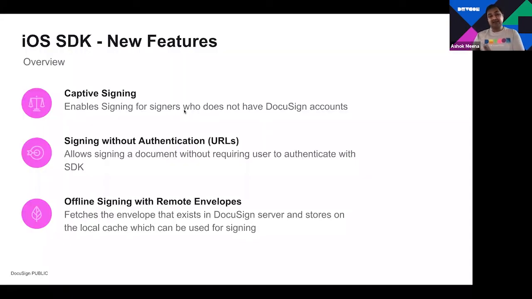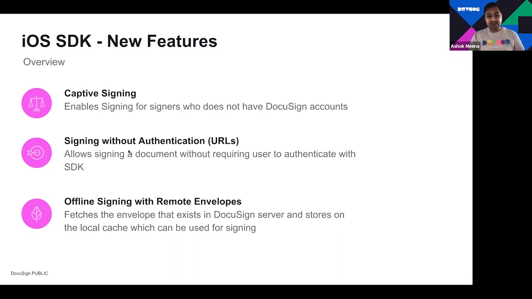When the iOS SDK was launched the first time, it had online and offline signing support using templates. Later on, we followed up with the compose flow that allowed host applications to compose agreements using PDFs, recipient details, along with tabs. This time we have 3 new features for you. One is captive signing. Like what Naveen and Ricky mentioned earlier, it allows you to capture signatures where recipients don't have a DocuSign account.